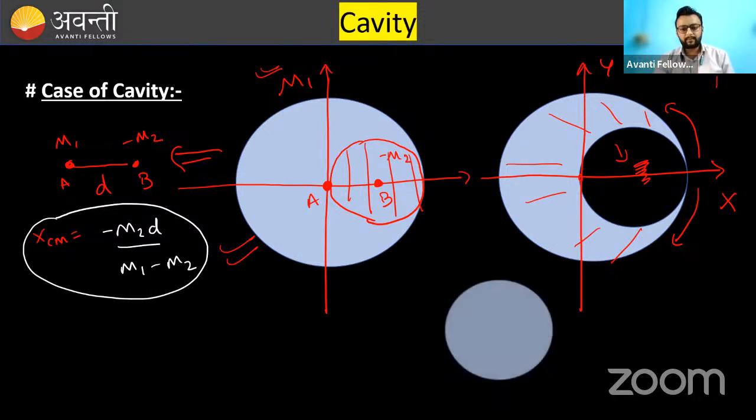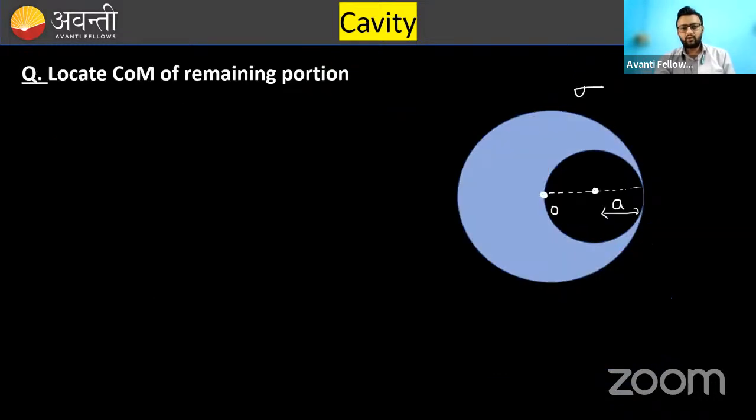Now, move to a question. They have asked us to locate the center of mass of the remaining portion. You can easily see that sigma is the surface mass density of this disk. Out of this disk, a small portion of radius A is taken out. Can you see that? This is also radius A. So we need to locate the center of mass.